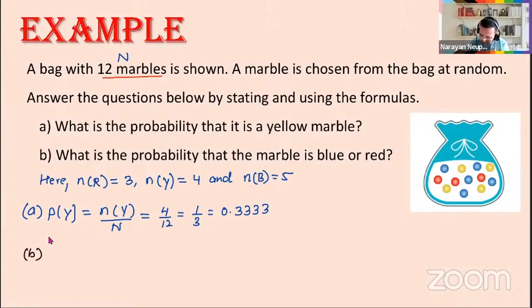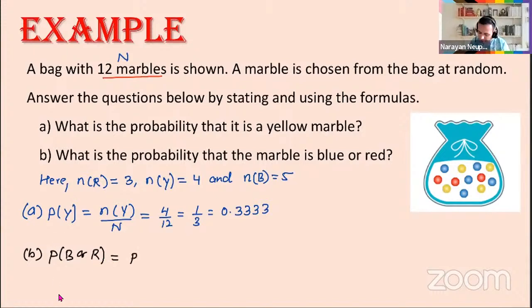In part B, we have to find the probability that the marble is a blue or red. Probability of getting a blue or red marble. You can see there is an "or", which means the addition rule. And once you see the addition rule, you have to check whether it's mutually inclusive or mutually exclusive. If you think of these two color marbles, a blue marble cannot be red, or red cannot be blue. That means they are mutually exclusive.